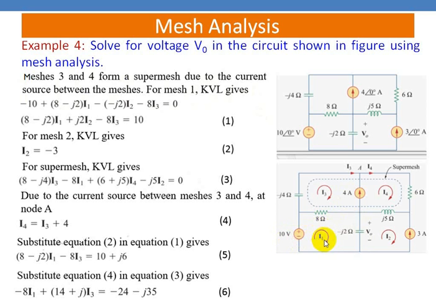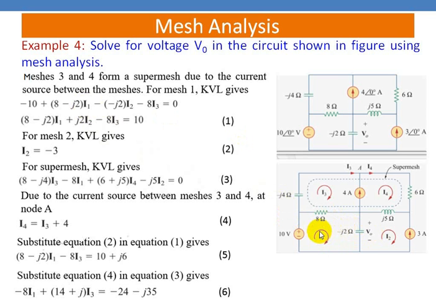minus 10. So current is flowing out from the voltage source, it's minus 10. Then plus for I1, you have to add all the resistances and reactances in this, that is 8 minus J12 into I1 while writing for mesh 1. Then I2. So you have to identify which component is common between first mesh and second mesh, that is this one. This is minus J2 ohms.